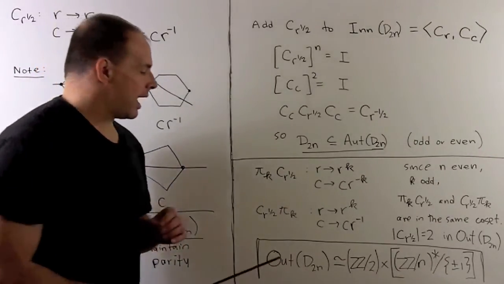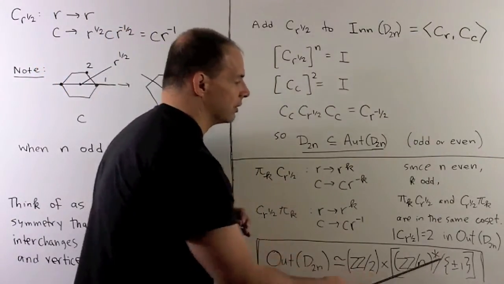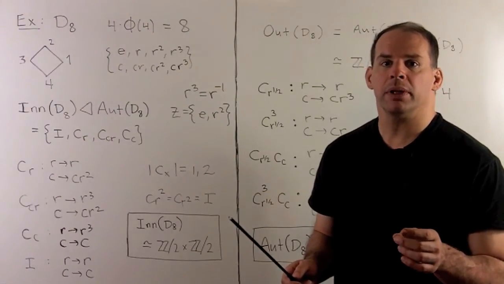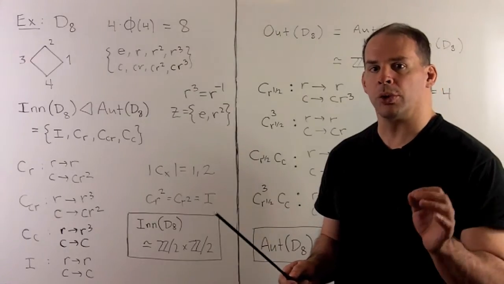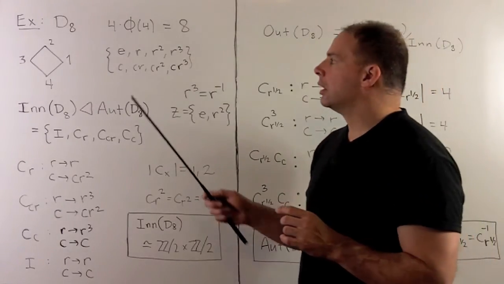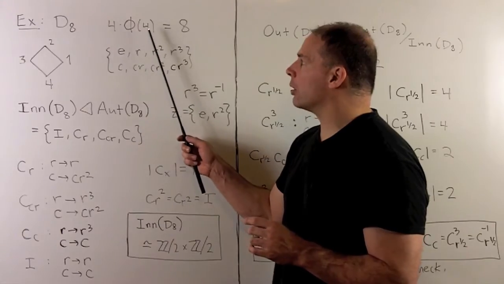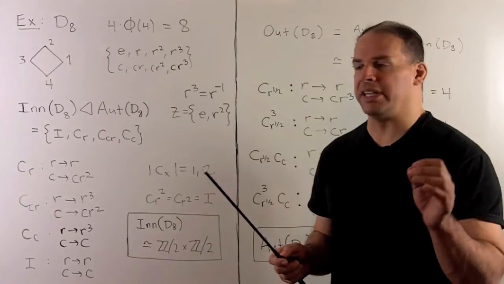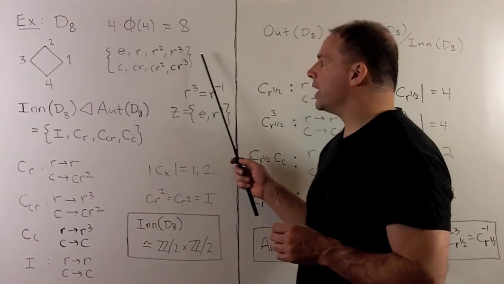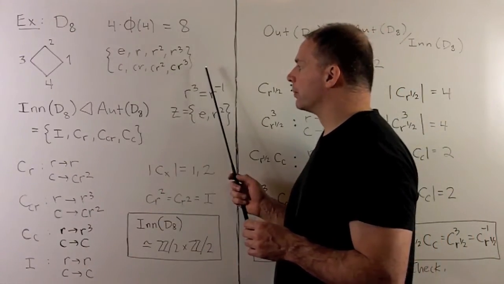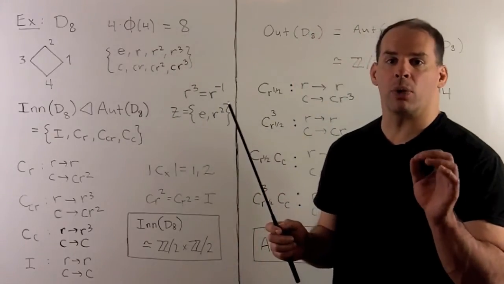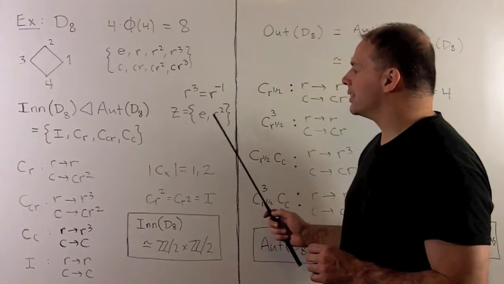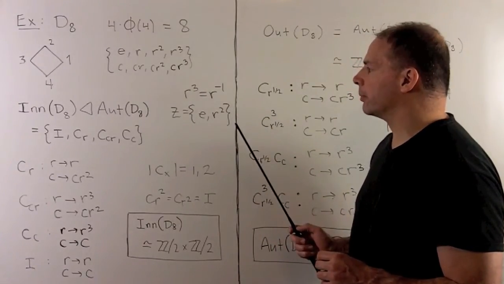Note again, Out is abelian in this case. For a concrete example, let's consider D sub 8, the symmetry group of the square. This has 4 times 2, or 8 automorphisms. If we list the elements of D8, we have 4 rotations and 4 reflections. Because R to the 4 is the identity, R cubed is equal to R inverse, and our center has the identity and R squared in it.